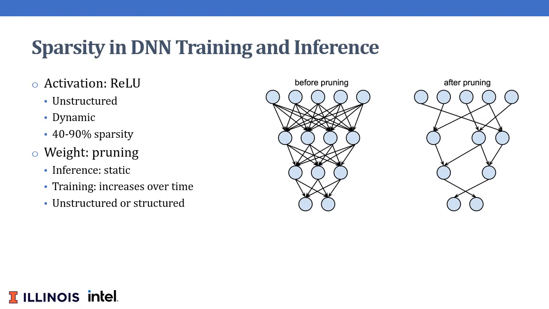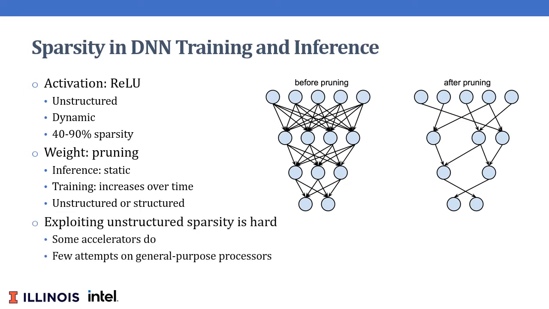The second type is weight sparsity, and the main source is pruning. Pruning is a popular technique to reduce the size of a DNN. The sparsity from it is static in inference, but gradually increases in training. It can be either unstructured or structured depending on the pruning method. Exploiting unstructured sparsity is hard because it does not map to parallel hardware nicely. Some dedicated accelerators can leverage it, but there are few attempts to exploit it on general-purpose processors.